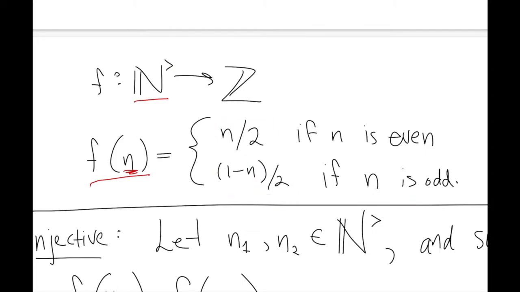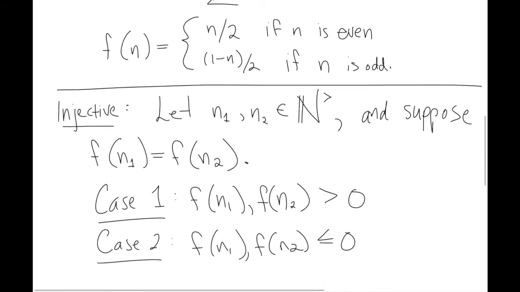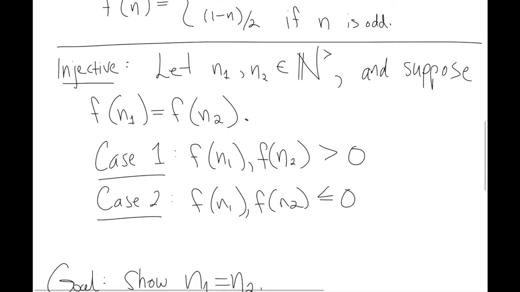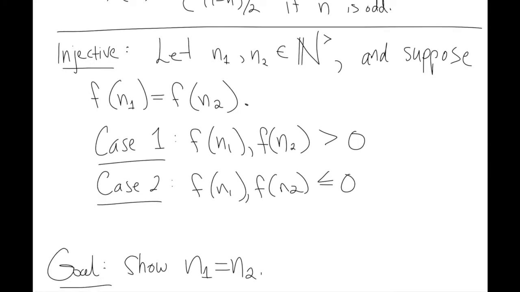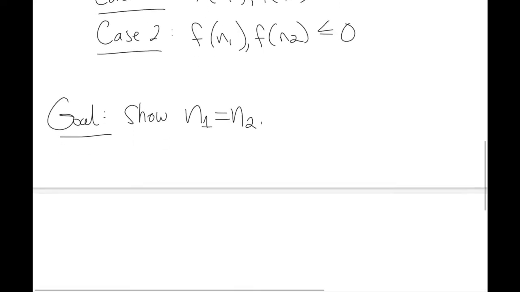So our definition of f kind of leads us into this natural way of thinking about splitting it up into two cases of positive and negative results. So these are our two cases: when f of n1 and f of n2 are both positive, or when f of n1 and f of n2 are non-positive. So let's start off with that first case. So case 1.